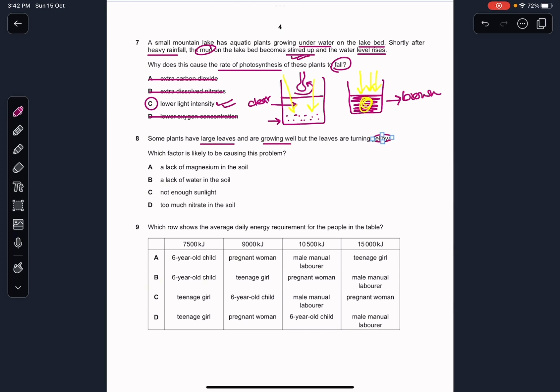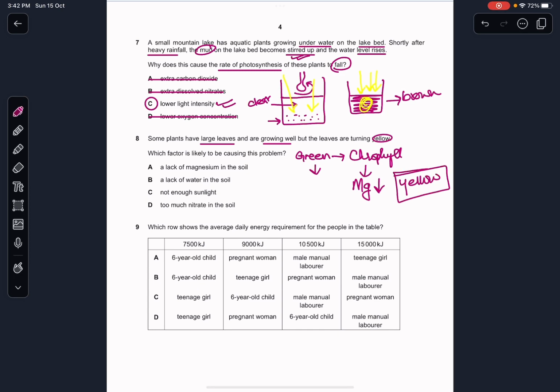What factor is likely to be causing this problem? Now, the green color of the plant comes from chlorophyll. And the essential element that makes chlorophyll is magnesium. So whenever there is a decrease in magnesium, that means there would be decreased green color, and the plant leaves, or the plant essentially, is going to turn yellow in color. So the yellowing would be due to a lack of magnesium in the soil.